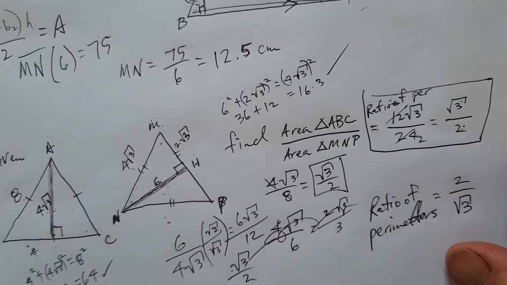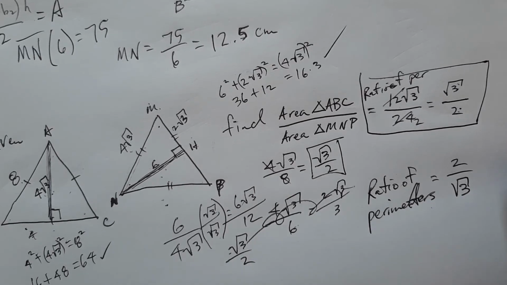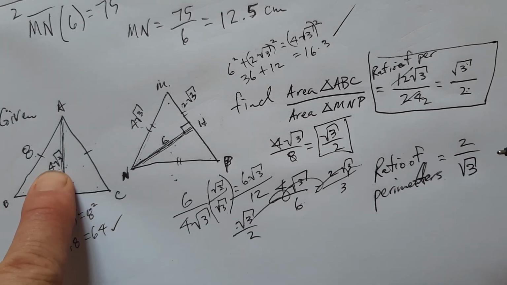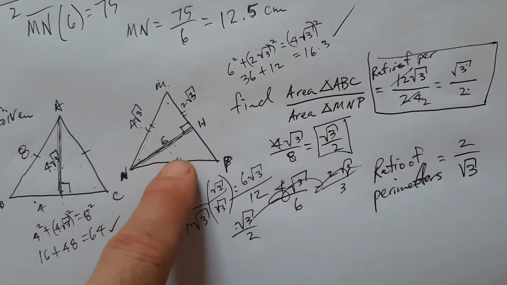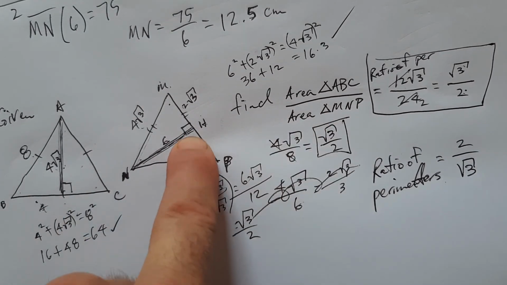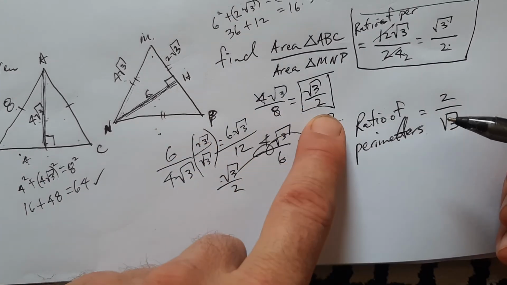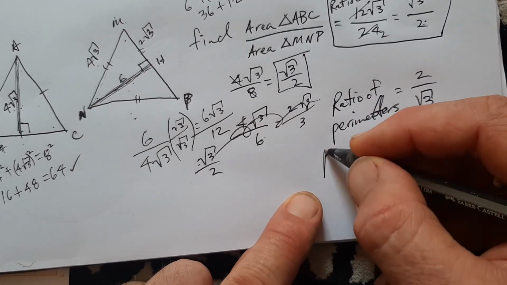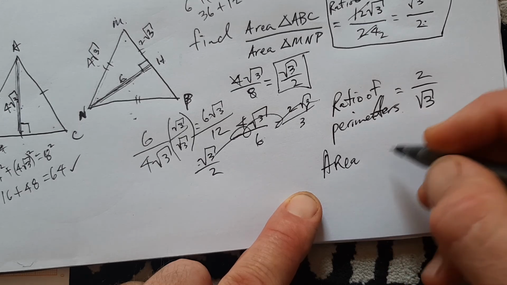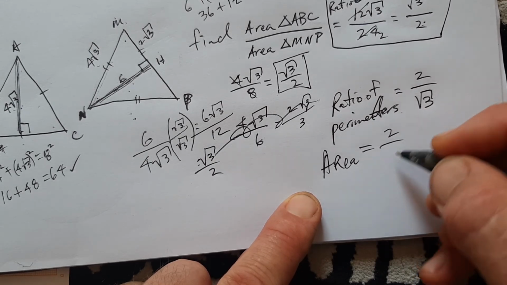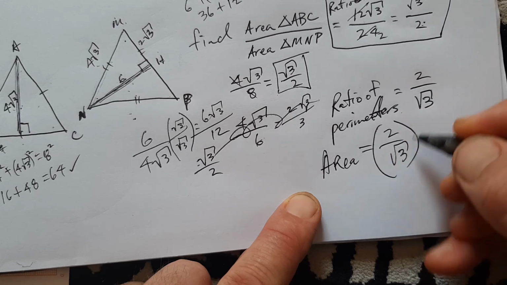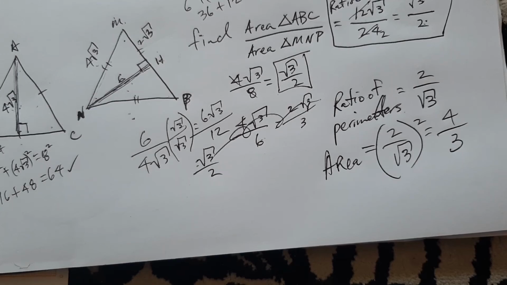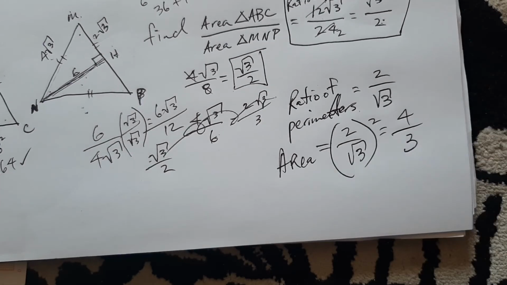Yeah, so you got to make sure you're going the correct direction, right? They want the ratio of ABC on top and MNP on the bottom, the big one to the little one. And I accidentally, on that last time, I went little to big, and that's why I got that messed up on there. Okay, so then area. So your area ratio is going to be equal to 2 over square root of 3 squared equals 4 over 3. So there you go.